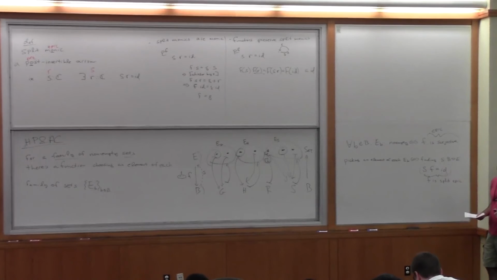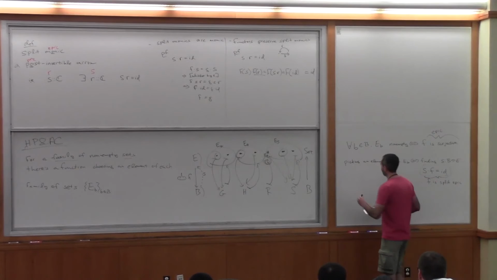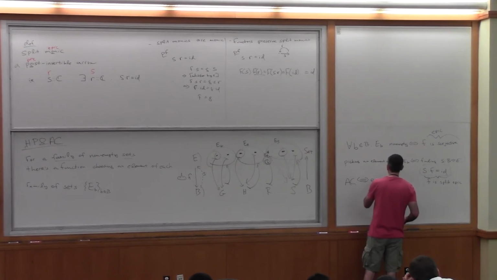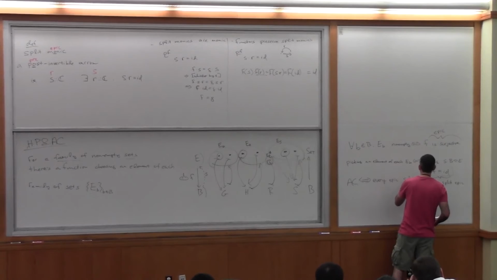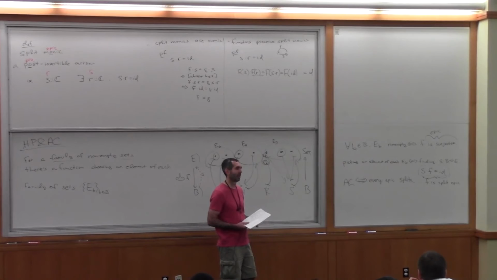Now we've recharacterized the axiom of choice using only behavioral stuff. AC is true just in case every epic splits. And this characterization is something we can now ask about any category, not only the category of sets. We can ask, in the category of monoids, is it true that every epic is split? And it turns out that it's not true.